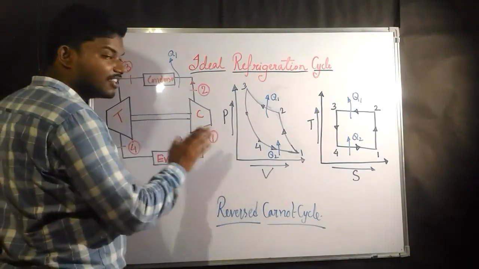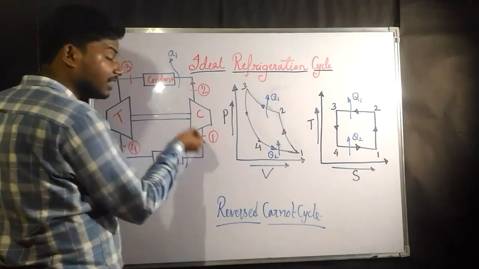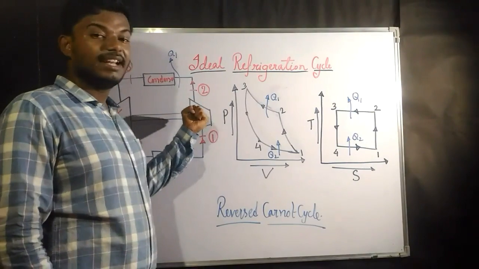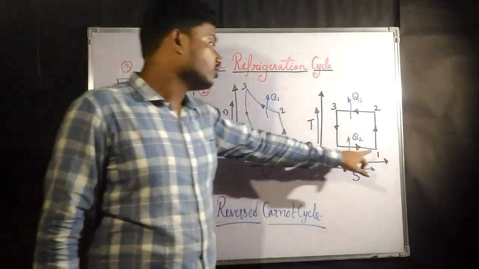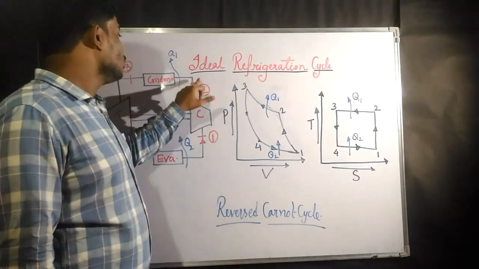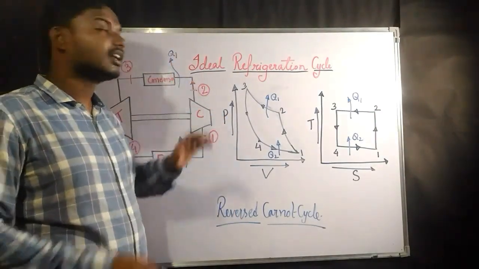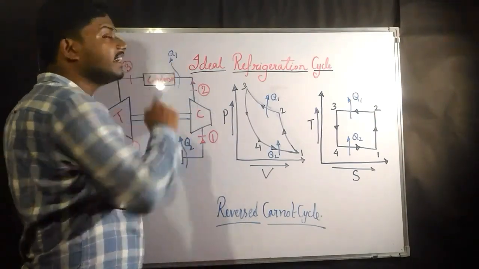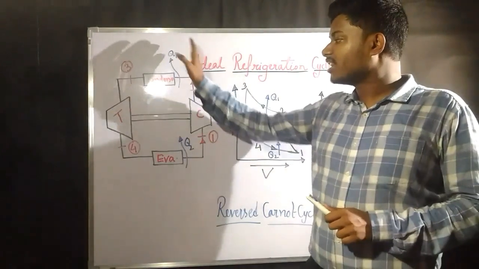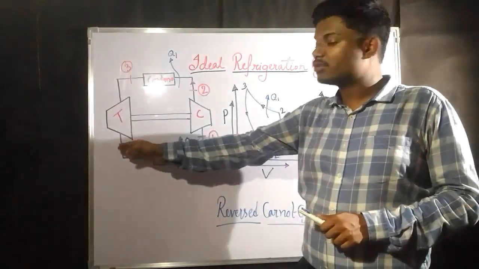So in the last board, as I have told, whatever product has come out from the evaporator is now compressed. By compressing it, the entropy of it is going to increase, and temperature is also going to increase. After that it is passed through a condenser. Condenser is one of the heat rejection processes, so in the condenser the heat rejection takes place.